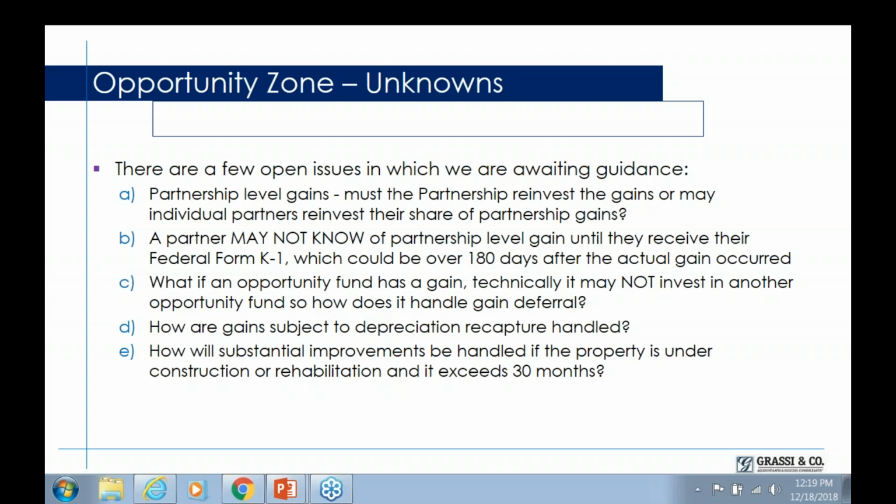However, I think maybe just to go back and revisit a little bit, this deferral is allowing you that if you hold it for more than 5 years, you get to defer 10% of the gain.